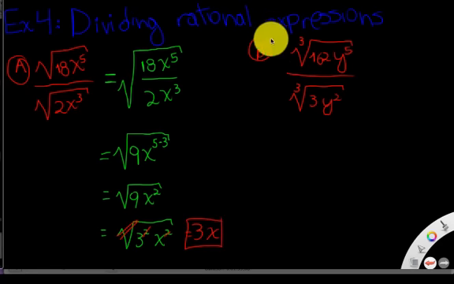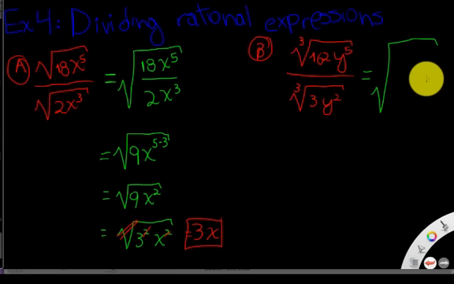First, we want to check that this radical has the same index as this radical, which they do. The index here is a 3, the index here is a 3, so we can combine them in one big radical. We're going to bring the division here, so we're going to have 162 y to the fifth divided by a 3y squared.